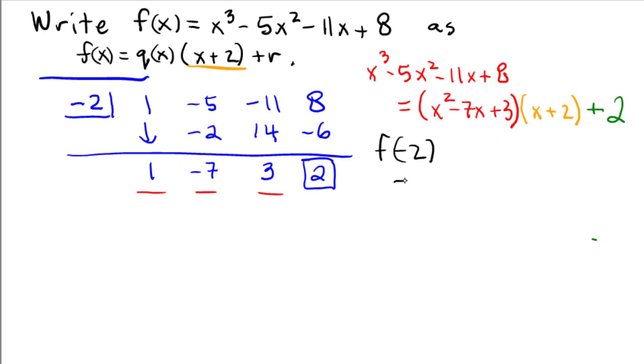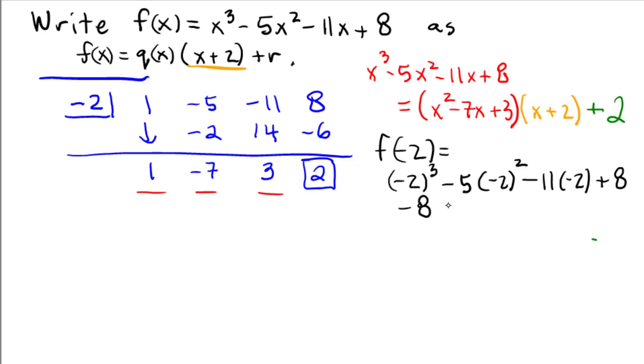f of negative 2 would be negative 2 cubed minus 5 times negative 2 squared minus 11 times negative 2, and then plus 8. And of course this would be a negative 8. This one would become a negative 20. This one would become a plus 22, plus 8. Cancellation of 8 and negative 8, and of course negative 20 plus 22 is 2.